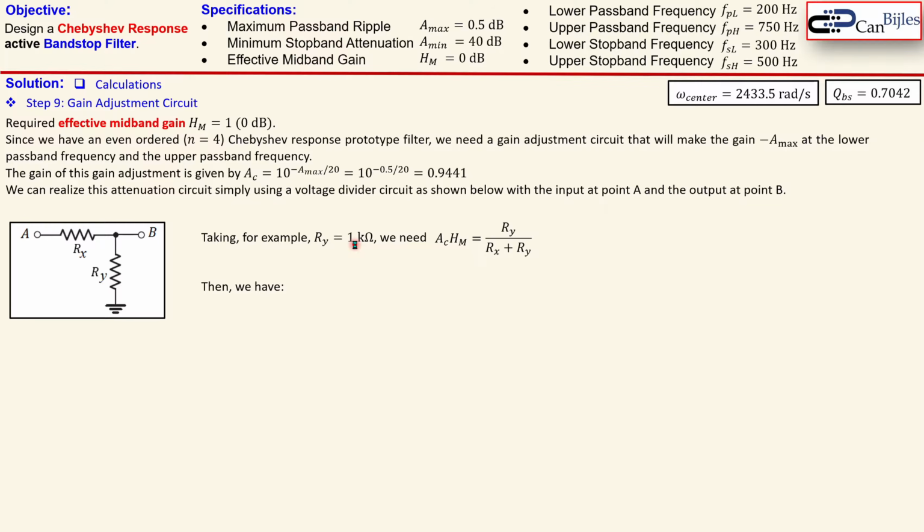So since we know what the Ry is, we can calculate Rx, just rewrite this formula and you get this expression. We know what A sub C is, we know what the HM is, which is our mid-band gain or the passband gain, and that will result in 59.25 ohms. Okay, that means this is now 59.25 ohms. This is 1000 ohm, and that is now the required gain adjustment circuit after the 4 stages.